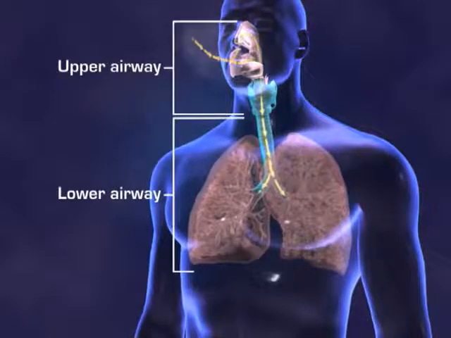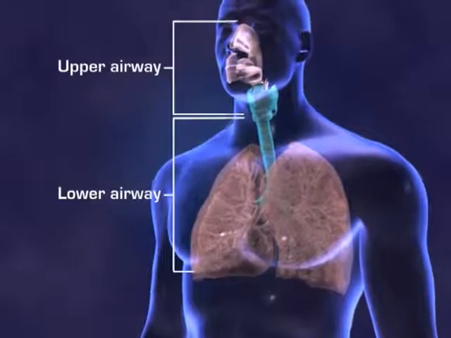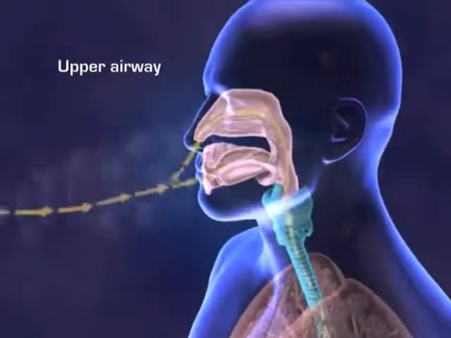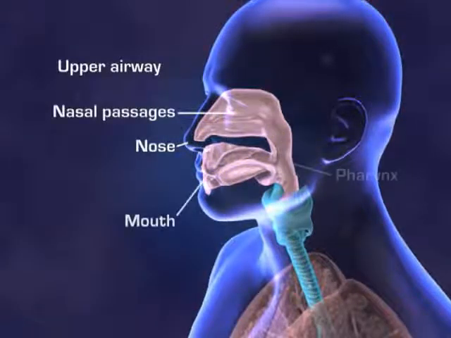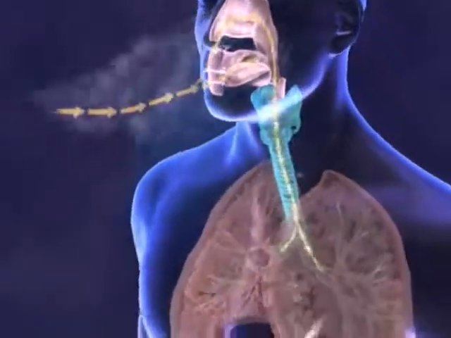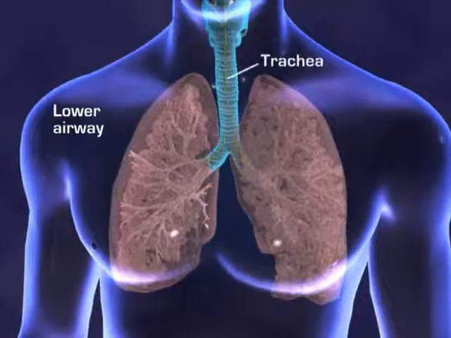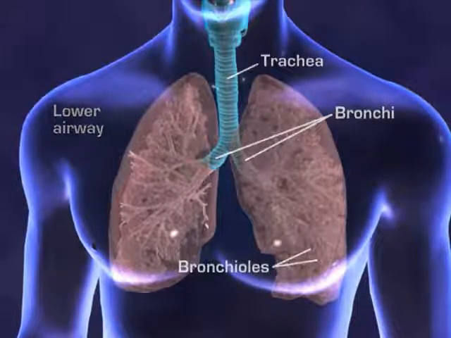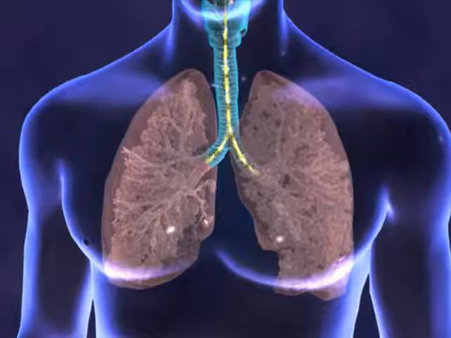Ventilation is the movement of air from the atmosphere into and out of the lungs. Air must be taken in through the upper airway passages, comprising the nose, nasal passages, mouth, pharynx, and larynx. The air then proceeds from there into the lower airway, consisting of the trachea, the bronchi, and bronchioles of the lungs. The process of taking air in is called inspiration.